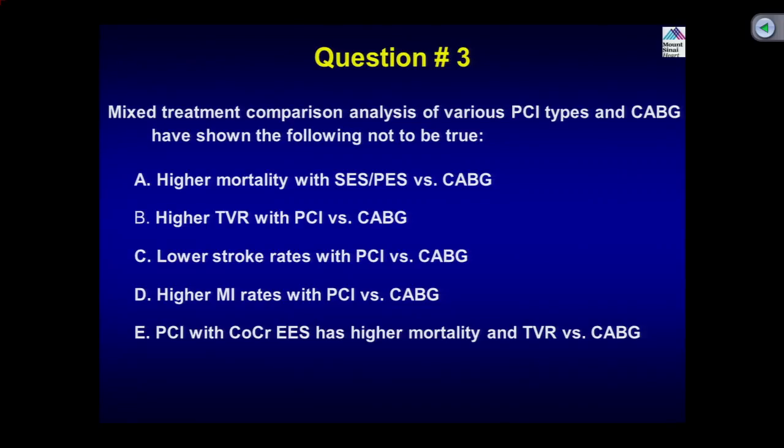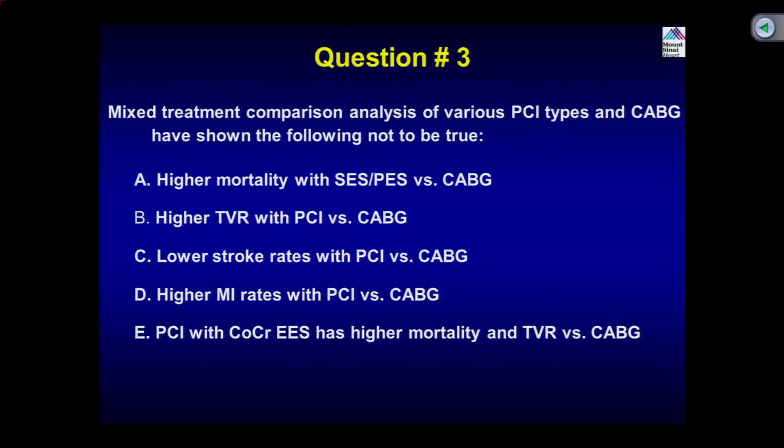The third is the mixed treatment comparison analysis of various PCI types, the paper which we have extensively discussed, and CABG, have shown the following not to be true. 1. Higher mortality with SCS or paclitaxel-eluting stent versus CABG. Higher TVR with PCI versus CABG.